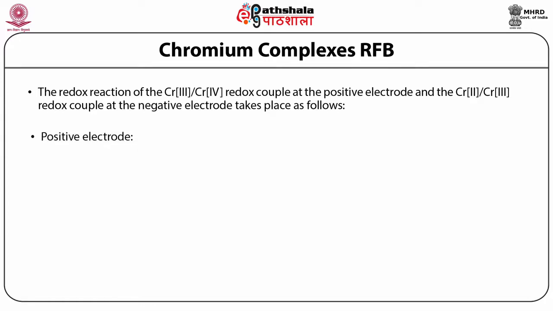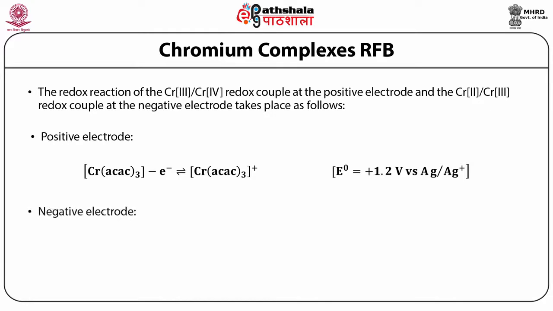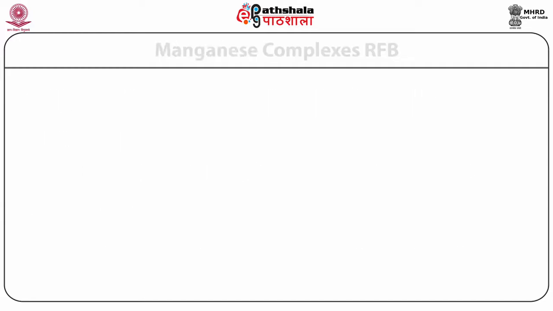At positive electrode, Cr(acac)3 minus an electron gives Cr(acac)3+ with E0 equal to plus 1.2 volts versus Ag+. At negative electrode, Cr(acac)3 minus gives Cr(acac)3 plus 1 electron, with E naught equal to minus 2.2 volts versus Ag+.